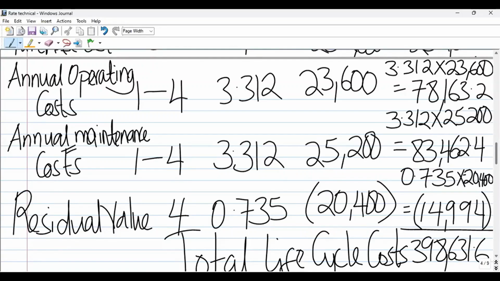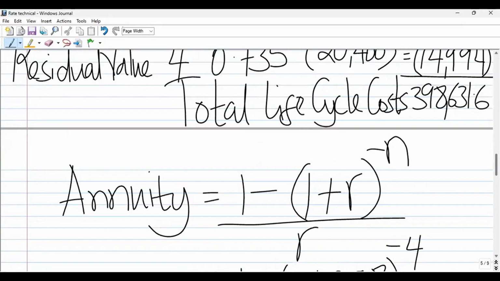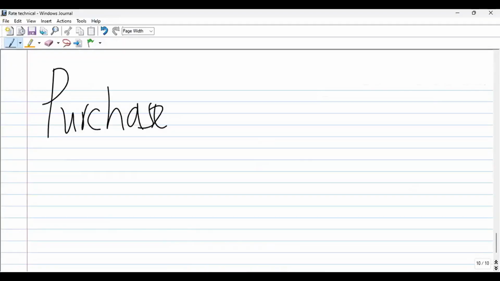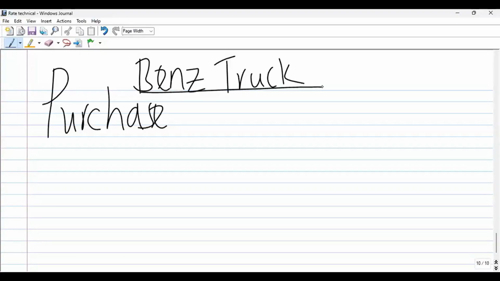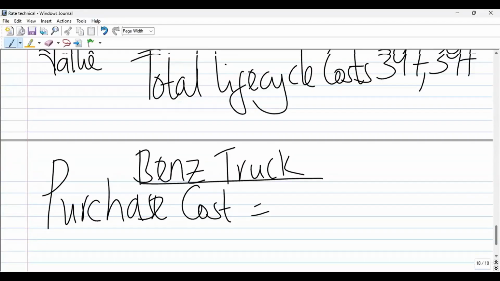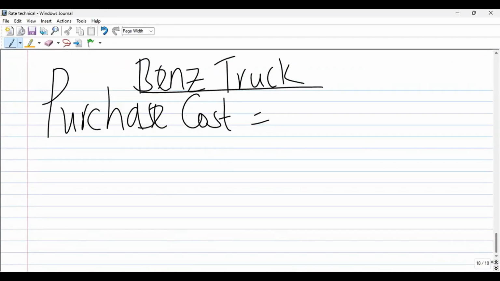Just help me to clarify, in case the question is just without discounting, which formula do we use? Do we just add purchase cost, like for this truck, the Benz, maintenance cost? If they did not give us the discounting factor and we want to compute the life cycle costs, the first life cycle cost would be the purchase cost. So I show the purchase cost is 398,000.